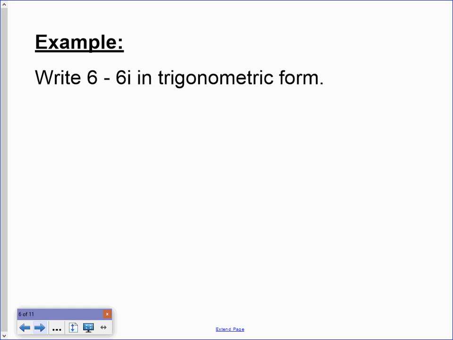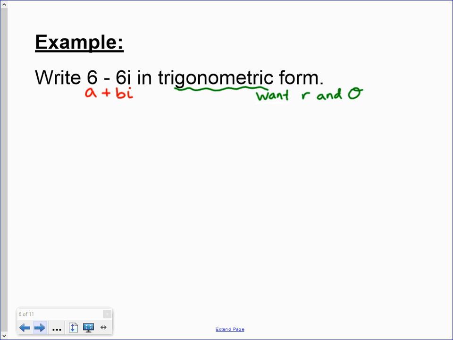Let's put this to use. Let's write 6 minus 6i in trigonometric form. Okay, so 6 minus 6i is currently in what form? Rectangular, which looks like A plus BI. So when it says take something in rectangular form with A's and B's and put it into trig form, what do we want in our answer? Instead of A's and B's, we want R's and thetas.